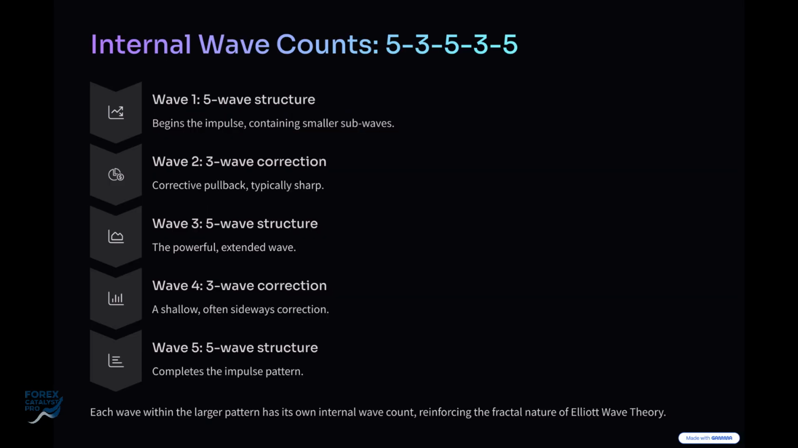Each wave in the five-wave impulse structure has its own internal composition. Wave 1 forms a smaller five-wave advance. Wave 2 corrects it with a typical three-wave pullback. Then comes Wave 3, the most powerful, built from another five-wave sequence. Wave 4 slows down with a shallow three-wave correction. Finally, Wave 5 completes the pattern with its own five-wave structure. This 5-3-5-3-5 sequence illustrates the fractal nature of Elliott Wave Theory, patterns repeating at every degree.